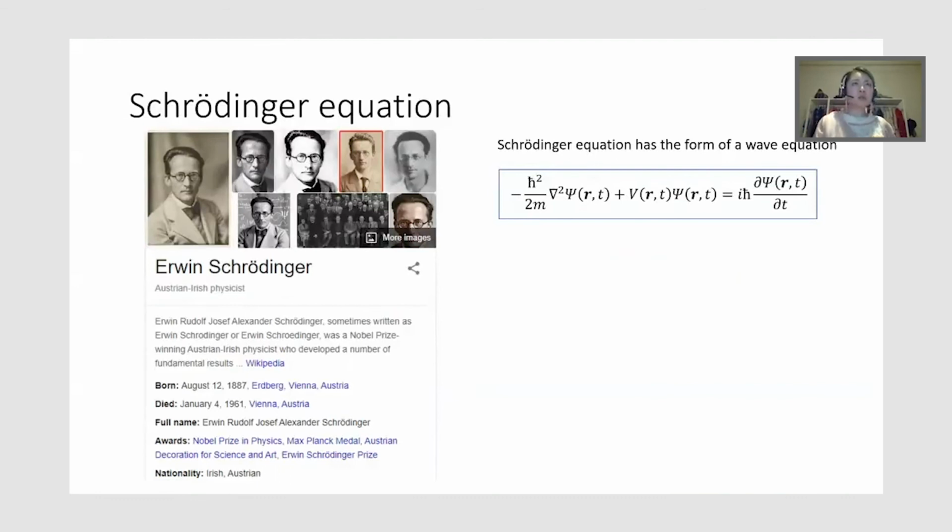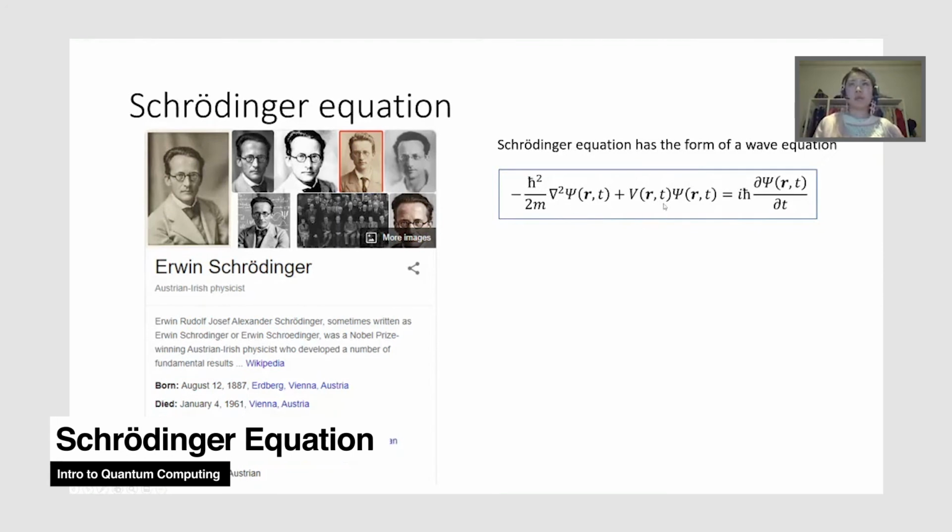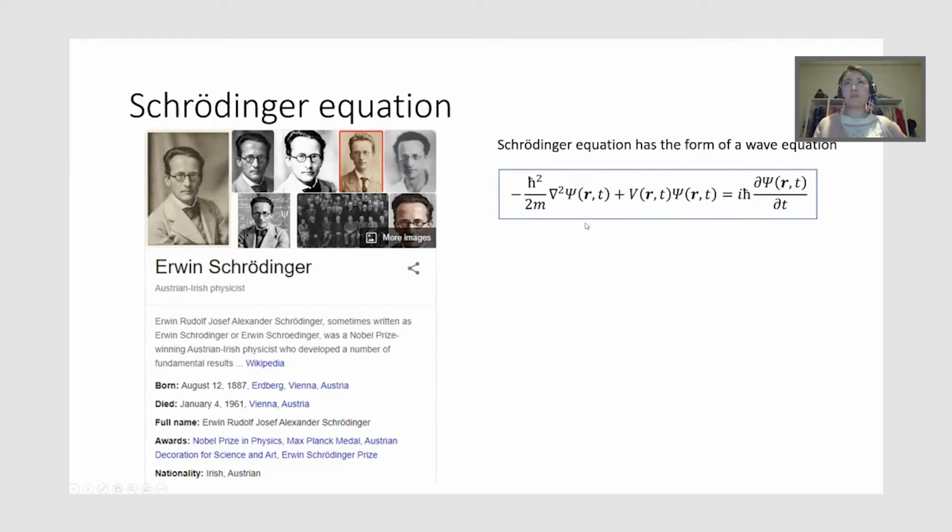So Schrödinger's equation, if you look at the form here, it looks like a wave equation. It's got this delta, the derivative of a function here, and then it's got a time derivative of the same function. And V here is just an external potential. Sometimes you don't have this term here. But if you just look at the form, it looks like a wave equation.